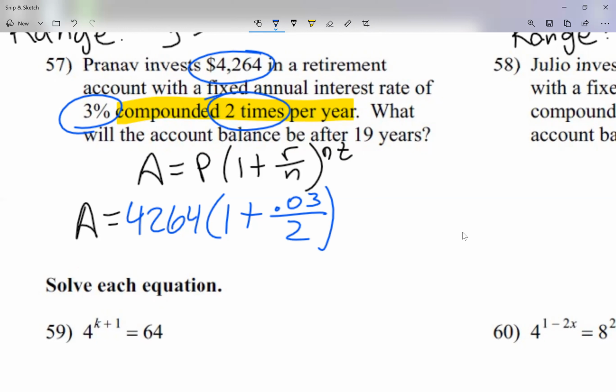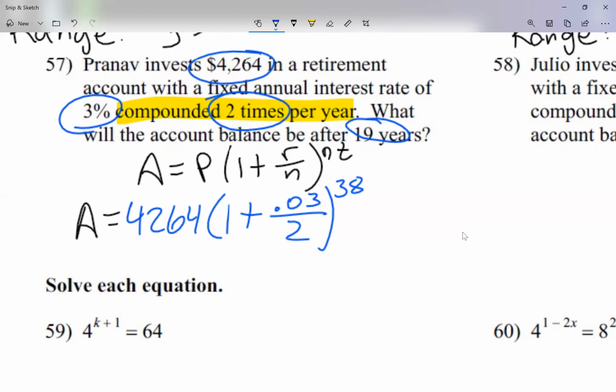I know it gets compounded 2 times per year, but here it says, what will the account balance be after 19 years? So remember, it gets compounded 2 times a year for 19 years. So 2 times 19, I know is 38. I'm going to do that.